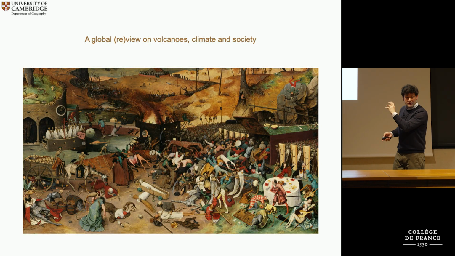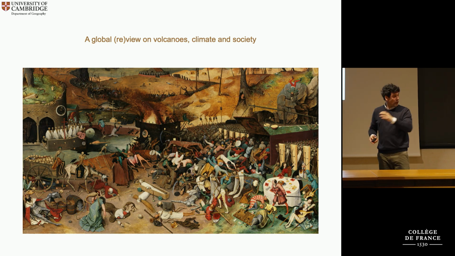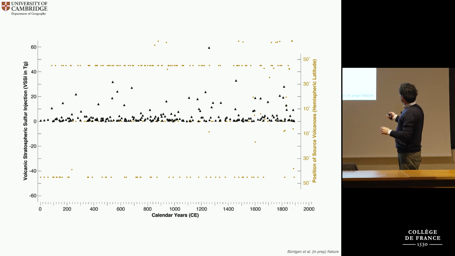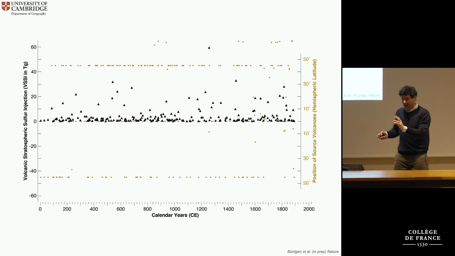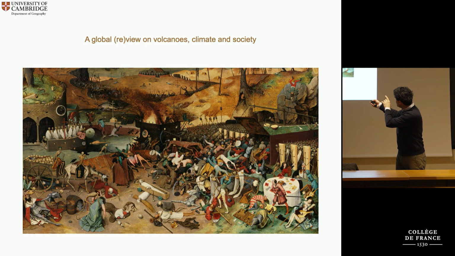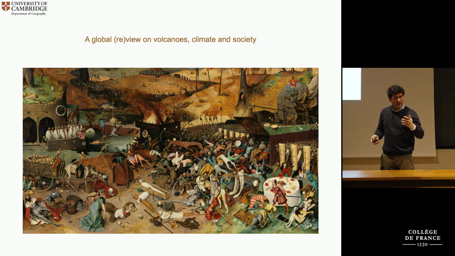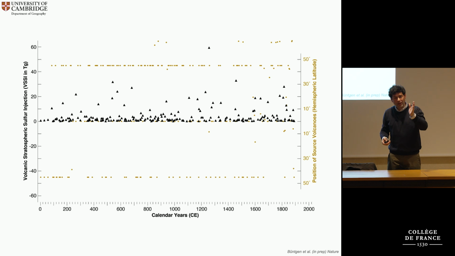And now we go into the third part of the lecture. That is a global overview of volcanoes, climate, and history. And I speed up a little bit. I have to, unfortunately. So there is a hierarchy in this part of the lecture. I go back: volcanoes, climate, and society. The first information we need is to have knowledge about large volcanic eruptions.